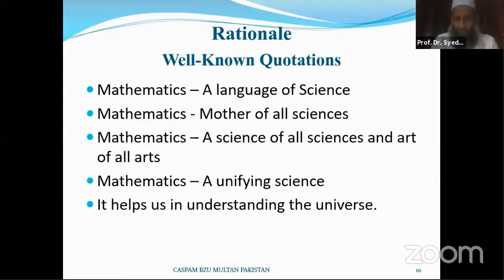Okay, we have now the rationale why we, as mathematicians, look for multidisciplinary and interdisciplinary collaborations. There are well-known quotations for mathematics. It's the language of science. It's the mother of all sciences. It's a science of all sciences and art of all arts. And it's a unifying science. And the philosophers say that the creator of the universe is a mathematician.